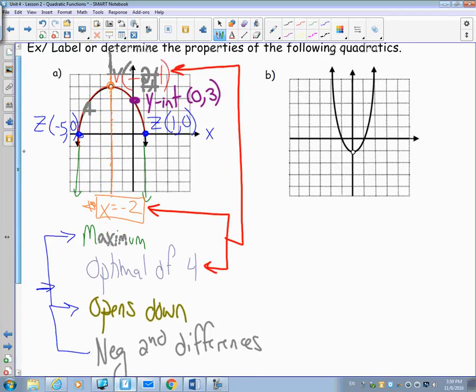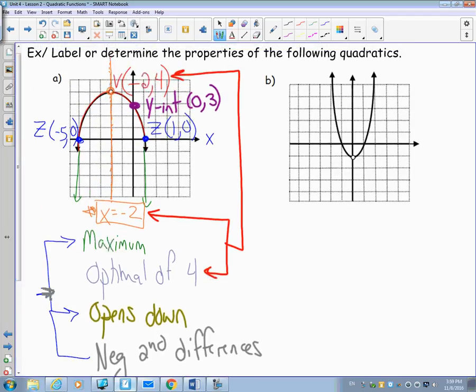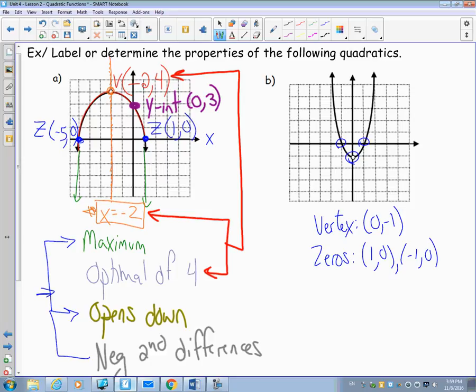Okay, see if you can try the next graph to label and/or write down the 8 different properties of our quadratic. Okay, so we're going to write down our vertex. The vertex is right here, (0, -1). Our zeros, they're these two spots, (1, 0) and (-1, 0). Our y-intercept.